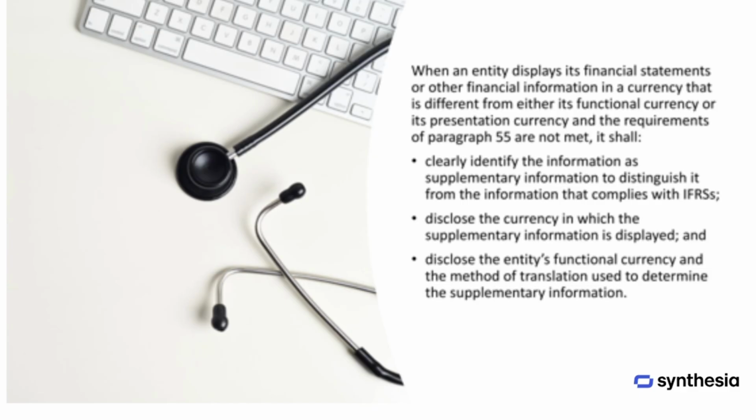When an entity presents its financial statements or other financial information in a currency that is different from both its functional currency and its presentation currency, and it does not meet the requirements of paragraph 55, it must follow certain rules. First, the entity should clearly identify this information as supplementary. This means it must be distinguished from the financial information that fully complies with IFRSs. Second, the entity must disclose the currency in which the supplementary information is presented. Finally, the entity must disclose its functional currency and explain the method of translation it used to prepare the supplementary information.